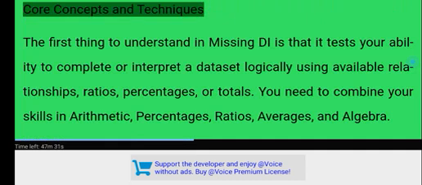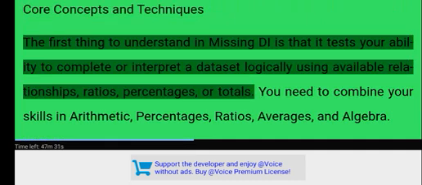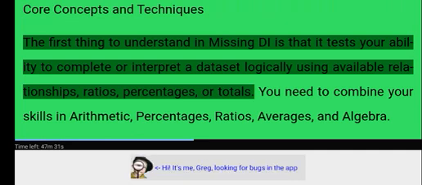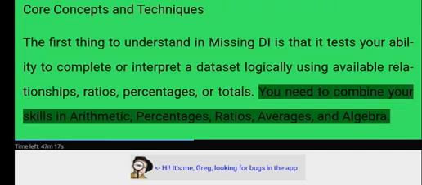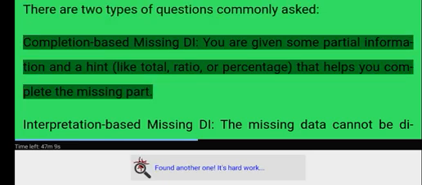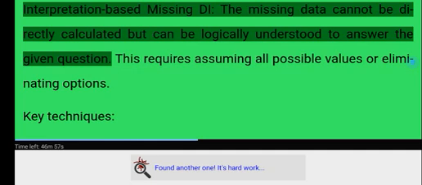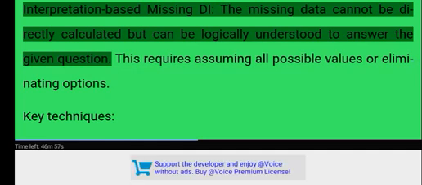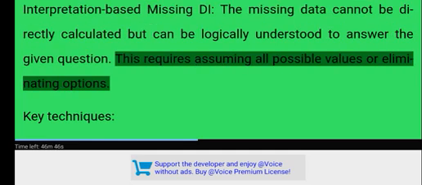Core concepts and techniques. The first thing to understand in missing DI is that it tests your ability to complete or interpret a dataset logically using available relationships, ratios, percentages, or totals. You need to combine your skills in arithmetic, percentages, ratios, averages, and algebra. There are 2 types of questions commonly asked. Completion-based missing DI: you are given some partial information and a hint, like total, ratio, or percentage that helps you complete the missing part. Interpretation-based missing DI: the missing data cannot be directly calculated but can be logically understood to answer the given question. This requires assuming all possible values or eliminating options.